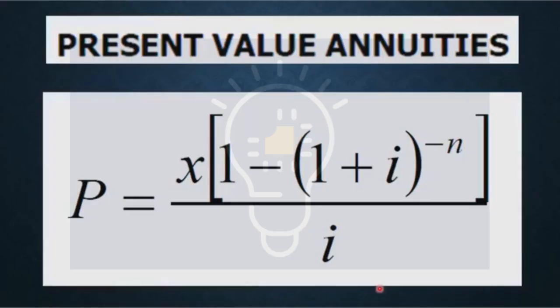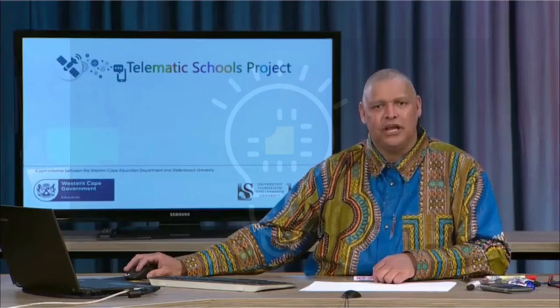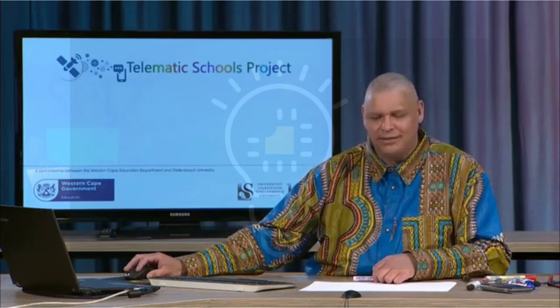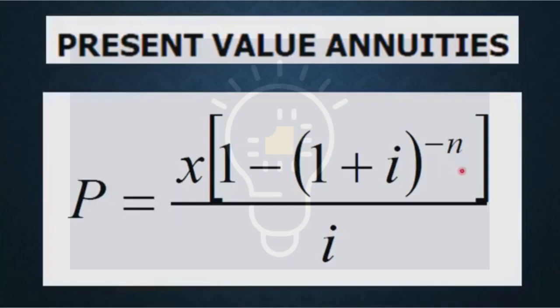The other concept that was done in grade 12 is known as the present value annuity. And if you look at the monitor, there we have the formula for present value annuities. The formula: P is equal to x, square brackets, 1 minus, round brackets, 1 plus i, to the power negative n. And I may just stress here that the n stands for the number of payments, not the number of years, but the number of payments. How many payments are made? That's what that n stands for. We go back to the formula, and that is over i. i is in the denominator.